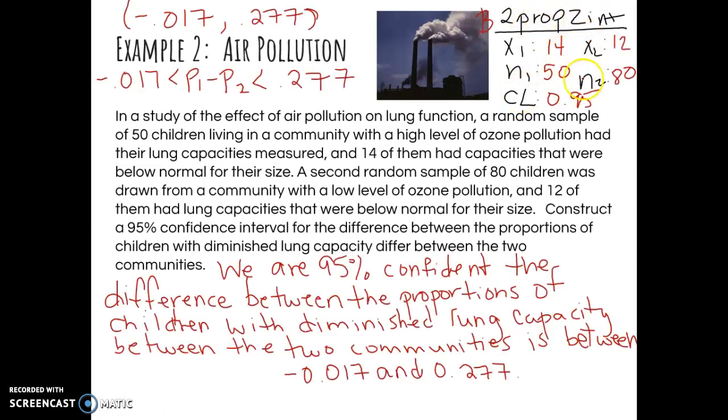Okay, we did a 2 prop z interval with this data put into the calculator and got negative 0.017 to 0.277. You can also write it this way. So we're 95% confident the difference between the proportions of children with diminished lung capacity between the two communities is between negative 0.017 and 0.277. Now, because one is negative and one is positive, this implies that P1 equals P2, or that there is no difference. That's what it implies.